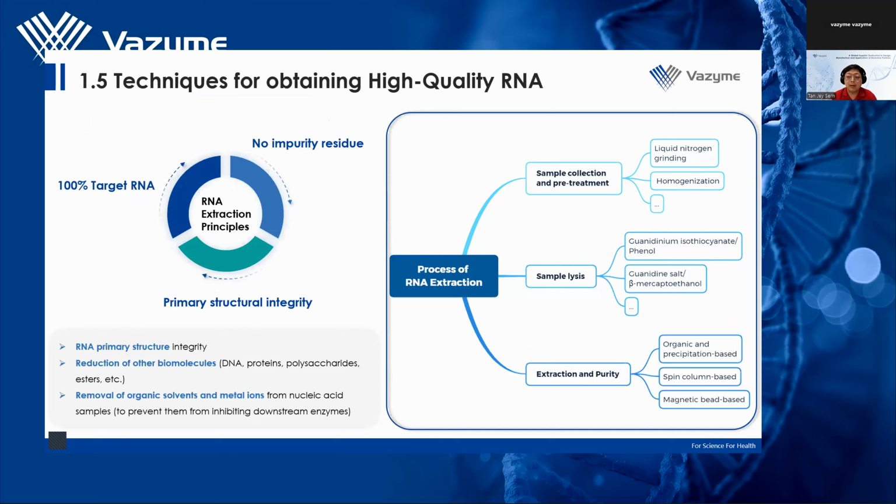So how do we obtain high-quality RNA? That might be the next question. First, we need to know what constitutes high-quality RNA: intact RNA structure, no residual impurities, and optimal RNA concentration. Now, to achieve these characteristics, extra attention is needed during the extraction process. Let's look at some of the key considerations for each step.